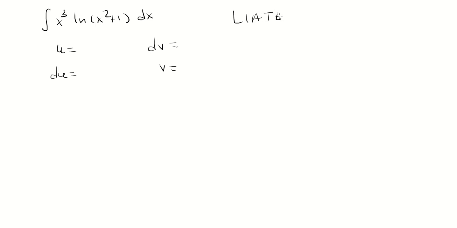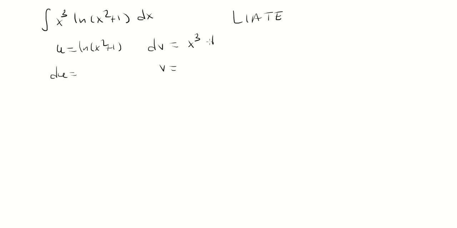Let's integrate x cubed times ln of x squared plus 1. For this, we're going to use integration by parts because we have two functions multiplying each other, and u substitution will not work. So for u, you want to use the acronym LIATE, and L stands for log, so that's going to be the natural log of x squared plus 1.